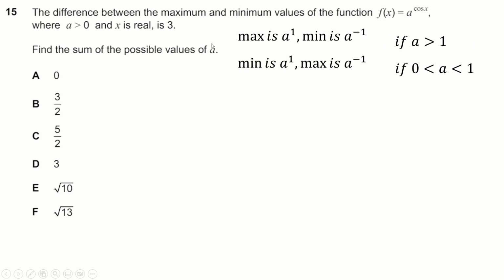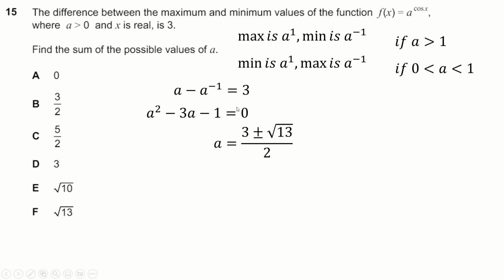So the difference between them apparently is 3. So we've got 2 cases. Either this minus this is equal to 3, in which case we can times by a and solve, and we get this. However, we don't actually have 2 answers here, because this has the condition that a is bigger than 1. So we can't have 3 minus root 13 over 2 because that's not bigger than 1. So we have this solution here.